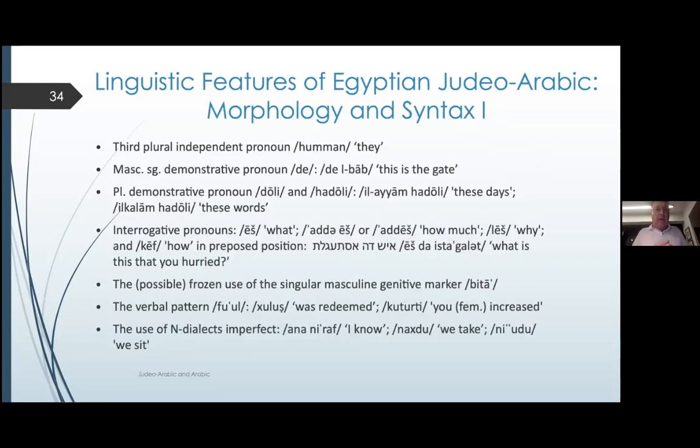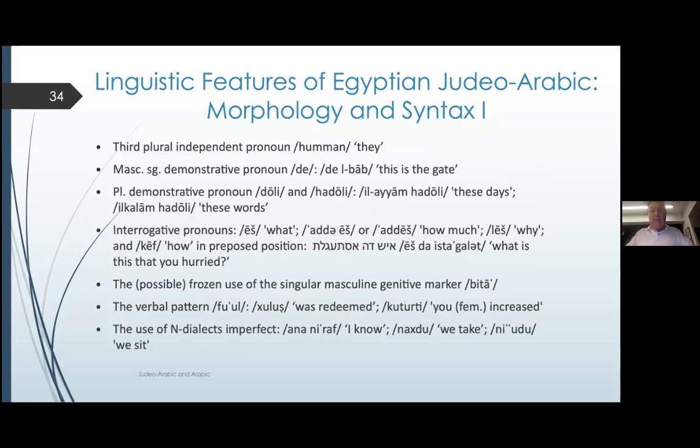Then we have some interesting stuff going on in morphology and in syntax. So for example, the third plural independent pronoun, "they," in Egyptian Arabic, it's humma. In Judeo-Arabic, we have humman. We have the nun at the end. The masculine singular demonstrative pronoun, da, in Egyptian Arabic, de, in Judeo-Arabic. So instead of da el-bab, we say de el-bab.